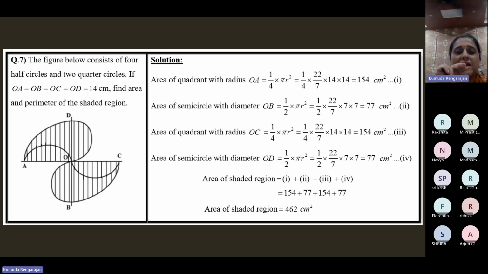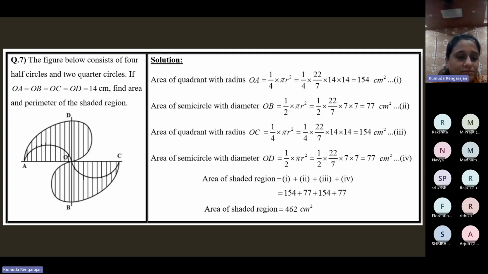If it is the arc of a quadrant, it is 1 by 4 into 2 pi r. If it is the arc of a semicircle, it is half of 2 pi r. Because 2 pi r is the full thing. So if it is the arc of a semicircle, half into 2 pi r. If it is the arc of a quadrant, it is 1 by 4 into 2 pi r.